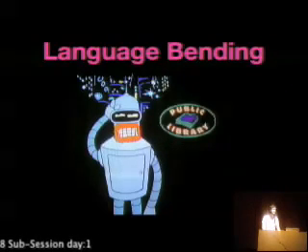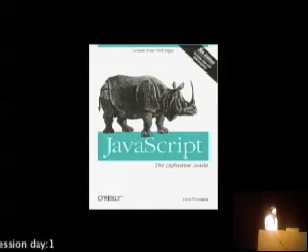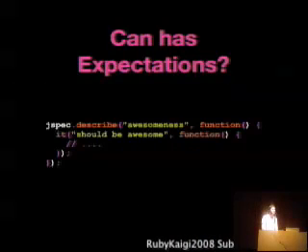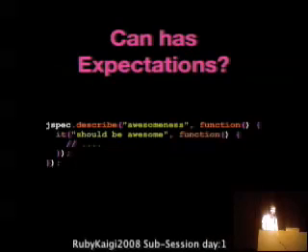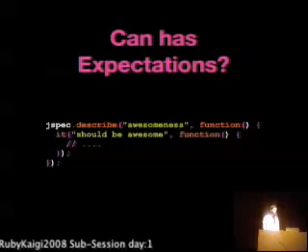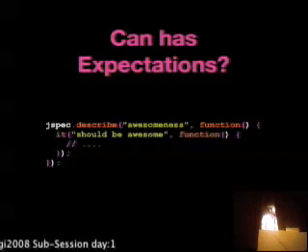Specifically, I want to talk about JavaScript. First, I'd like to show a couple of examples of JavaScript bending, and then I hope to explain why they pertain to us as Ruby developers. For example, this is BDD testing in JavaScript. RSpec style testing using JavaScript. So this particular JavaScript shows how it can be extended to give us RSpec style tests.